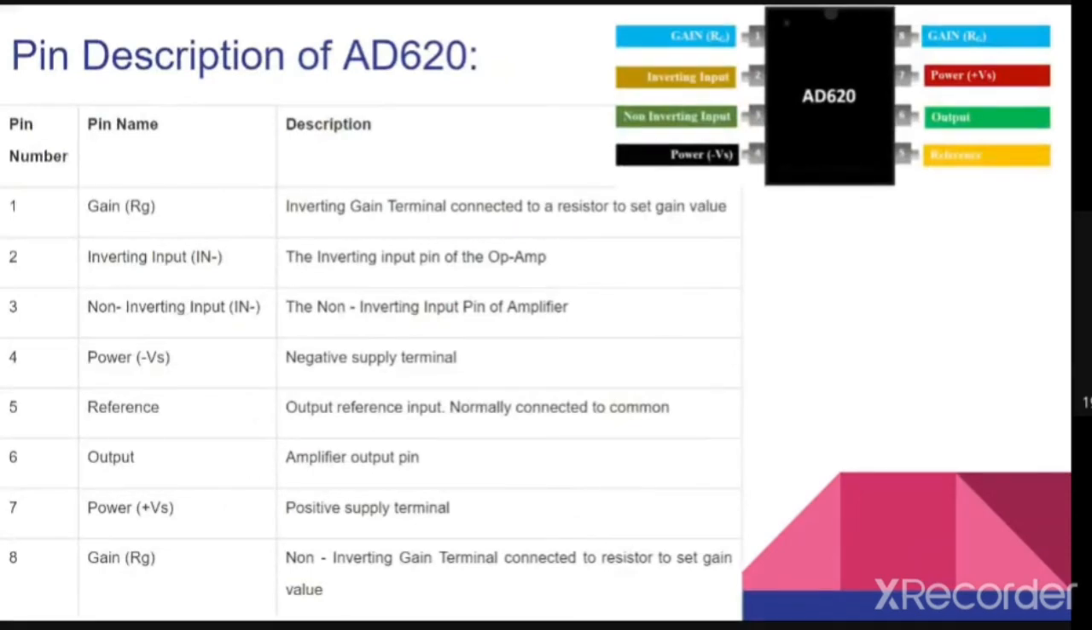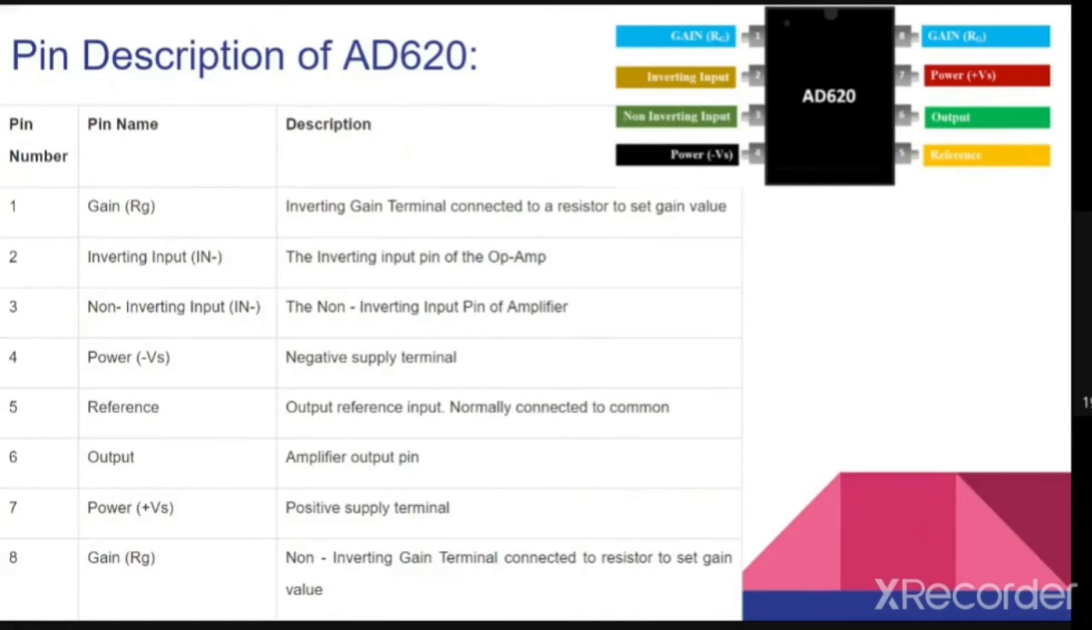Pin description of AD620. Pin number 1, gain or RG, inverting terminal connected to a resistor to set gain value. Pin number 2, inverting input, IN minus, the inverting input pin of the op amp. Pin number 3, non-inverting input, IN plus, the non-inverting input pin of the amplifier.